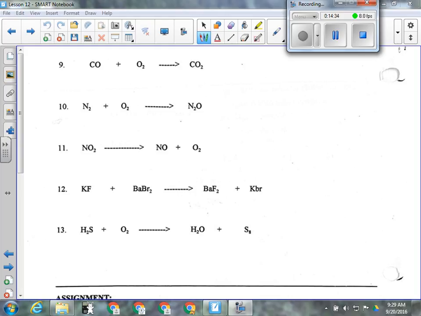Okay, so here's what we've got to remember. Okay, we've got to remember that there are, on this side right now, 3 oxygens, and on this side only 2. So what's the lowest common multiple of 3 and 2?